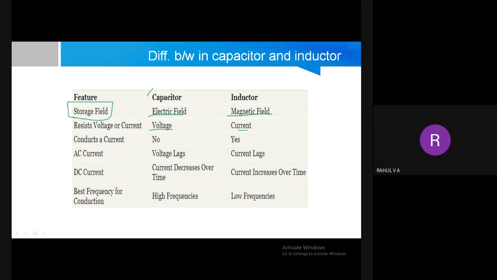Conducting current: does a capacitor conduct current? No. A capacitor does not conduct current. But an inductor conducts current, and because of this current the magnetic energy is formed, and it stores energy in that magnetic field. And in AC, voltage lags, current lags.